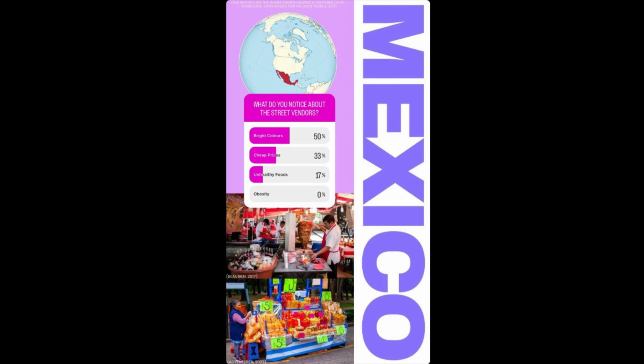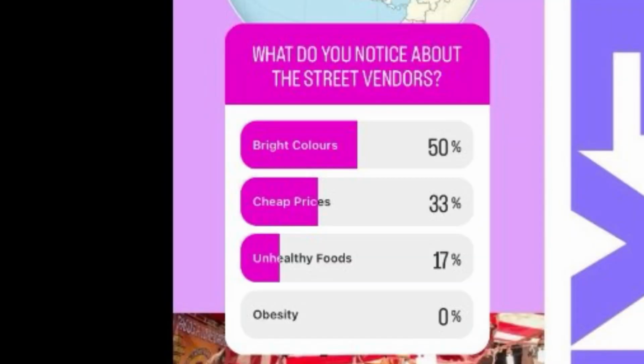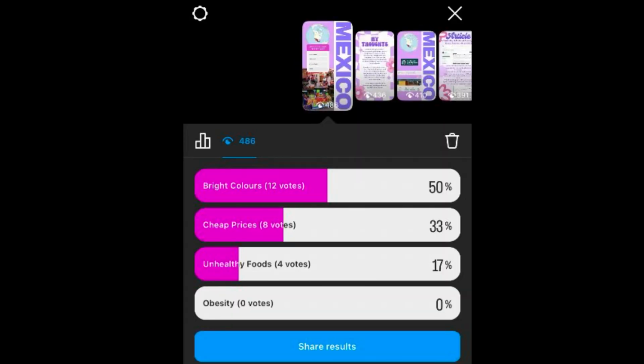I realized this attracts customers because our eyes are naturally drawn to brighter objects as they catch our eyes. Therefore, I asked the question, what do you notice about the street vendors in the picture? I wanted to gauge the opinions of different people. Out of 24 respondents, half of them noticed the bright colors, 33% noticed the cheap prices, and 17% noticed the unhealthy foods, and no one noticed obesity.